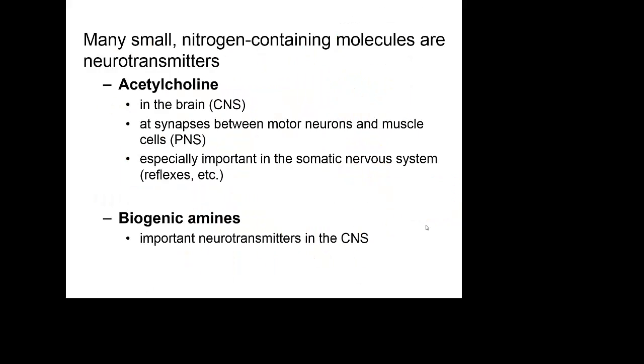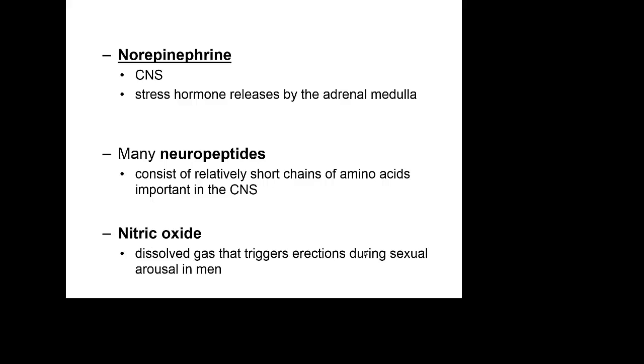We've got a couple of different types of neurotransmitters. Acetylcholine is the one we see probably the most, associated with both your brain and the peripheral nervous system, and it's critical for reflexes and muscle movement and so on. We see biogenic amines that are part of the central nervous system. Norepinephrine is probably another one you've also heard of, associated with the central nervous system. This would be important in your fight or flight response.